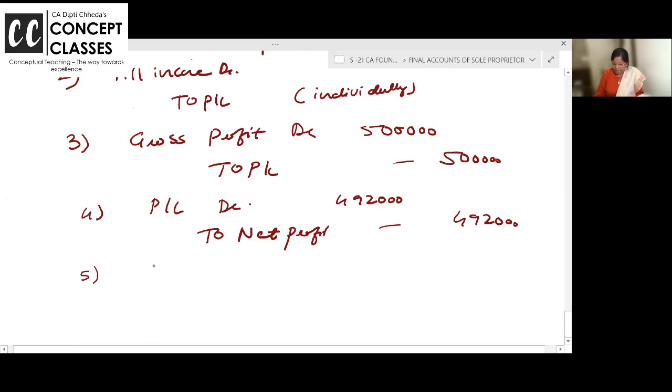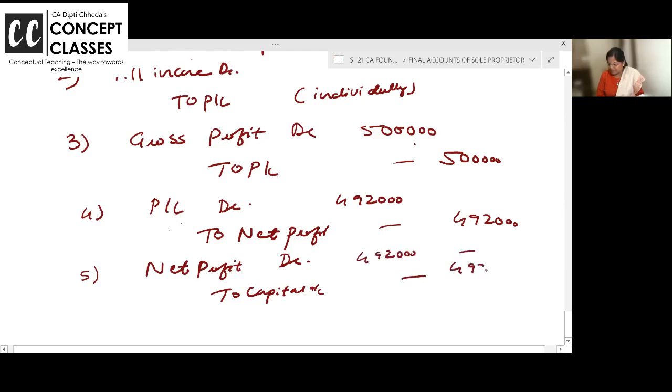Next, P&L account credit, and debit to net profit. Now the P&L account is tallied. GP credit, all expenses debit, and P&L debit to net profit. Now this net profit you should also close to the capital account, 4,92,000. Net profit you should close and transfer to the capital account.